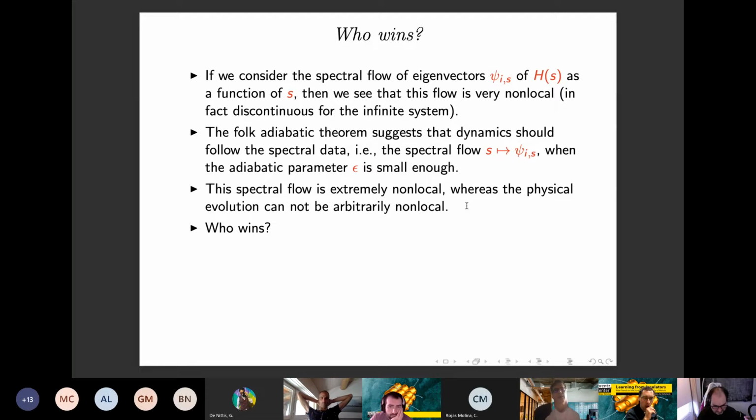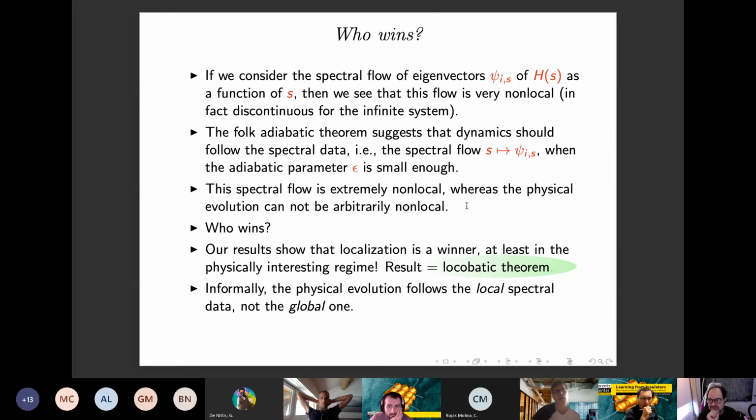So localization versus adiabaticity. And it turned out that localization essentially is the winner, at least in the physically interesting regime. And the result of this competition is actually not an adiabatic theorem, but a locobatic theorem, which informally can be formulated as the following result: the physical evolution follows the local spectral data, not the global spectral data. So I'm out of time, so let me stop here.